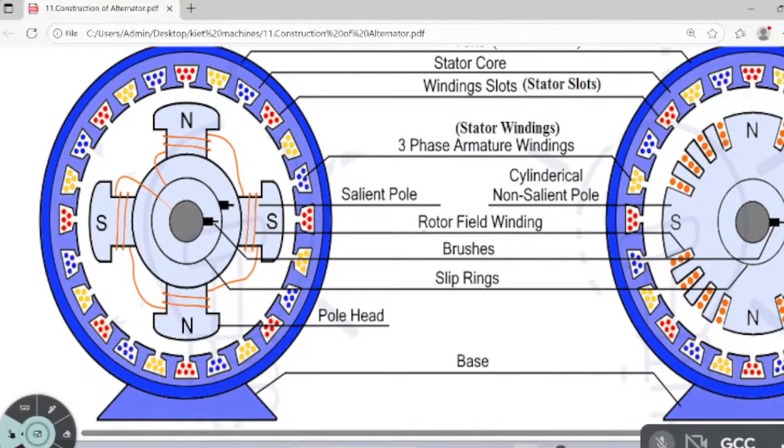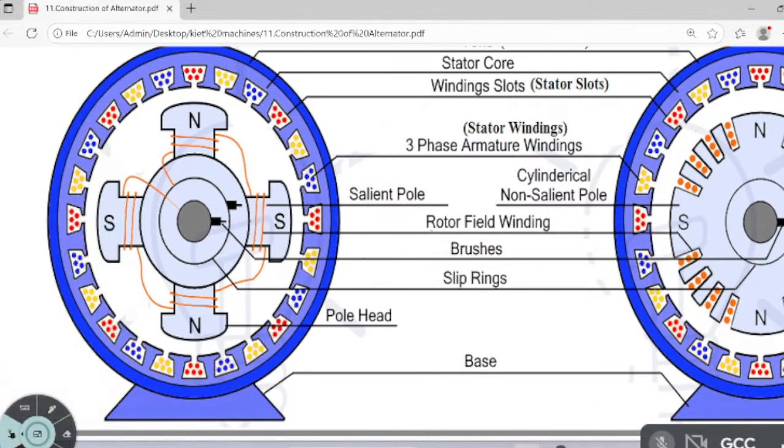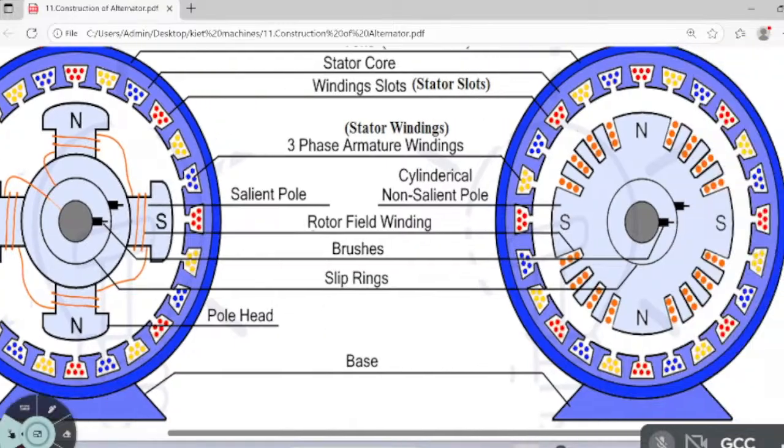This we can call a salient pole rotor. This is called cylindrical, because it is circular in nature, like a cylinder in a circle. So this is the cylindrical type rotor, and here is the salient pole. Salient pole means only the poles are on the outermost part, and the space in between is less. Here both look the same. These are the two different types.